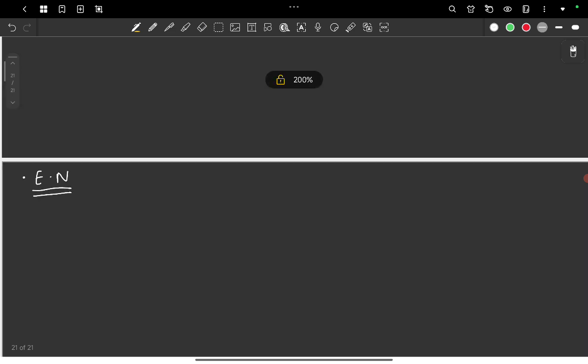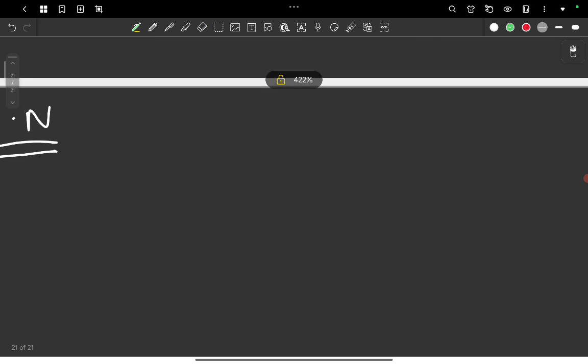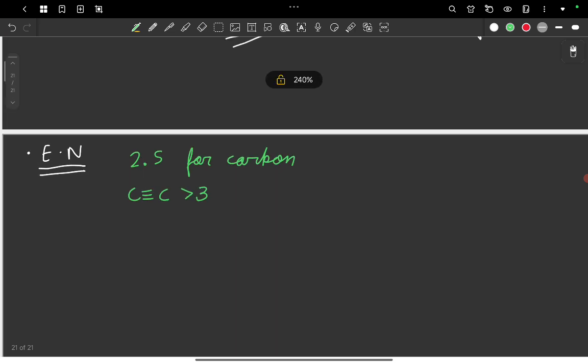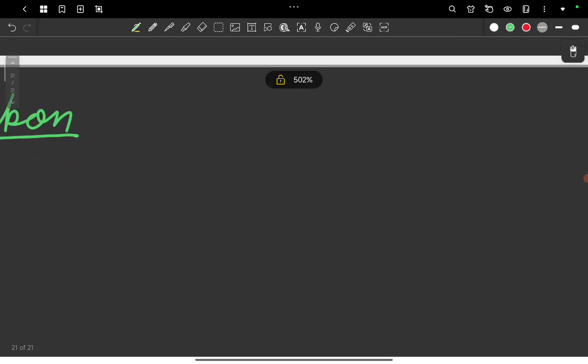Now let's talk about electronegativity. I guess you have to remember the values. There is a very weird pattern here: it is 2.5 for carbon, but of course it depends on the type of bond. In higher bonds like C triple bond C, this can go greater than 3, but in the pure elemental state the electronegativity of carbon is 2.5.